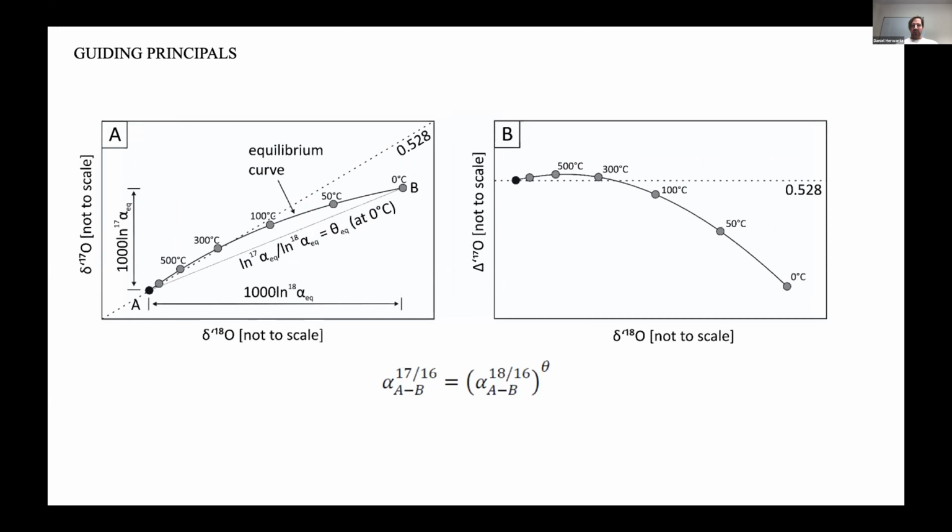One of the things that changes theta is temperature. It's slightly temperature dependent. If you increase temperature, theta will also increase, and your fractionation factors alpha for 17 and 18 will decrease, and you end up with these curved relationships for equilibrium isotope fractionation.